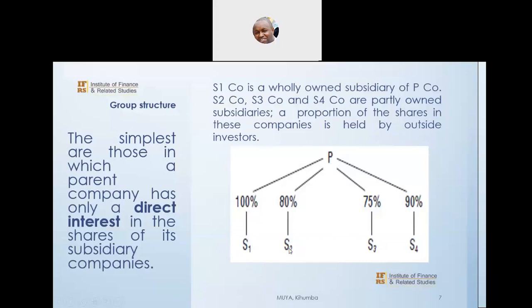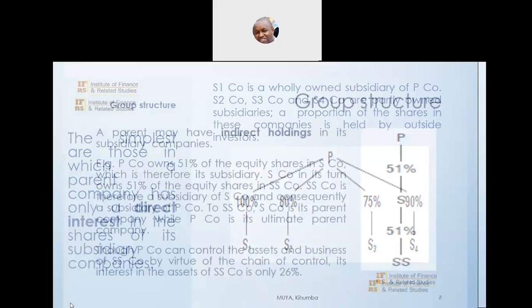However, subsidiaries S2, S3, and S4 are only partly owned. And those other shares which are not owned by the parent are owned by the non-controlling interests. For instance, P owns 80% of S2, and therefore 20% is held by the non-controlling interests.